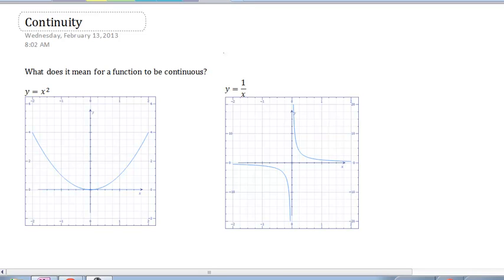One of the characteristics that we talked about early on in the year is the idea of a function being continuous. And we treated it from a visual perspective, that a function is continuous if you can draw the whole function without lifting your pencil.